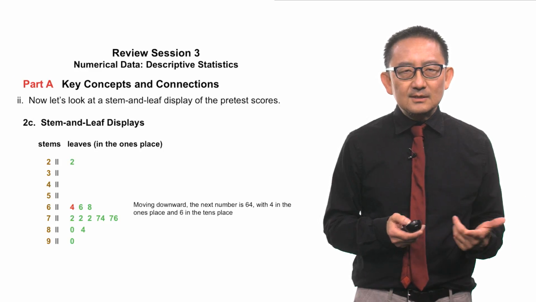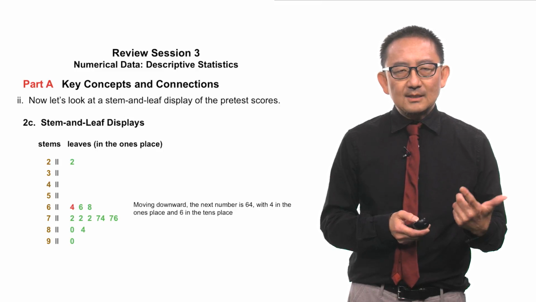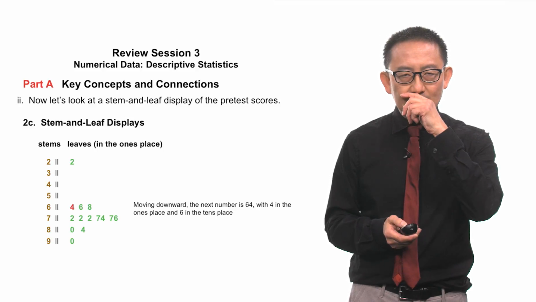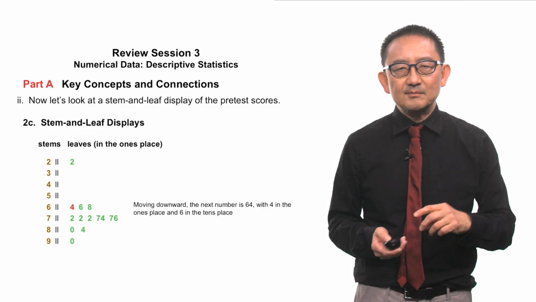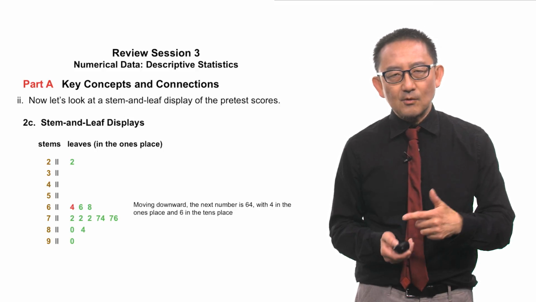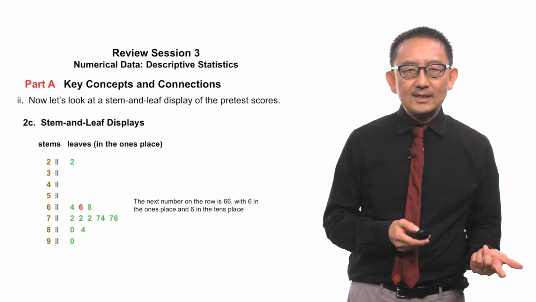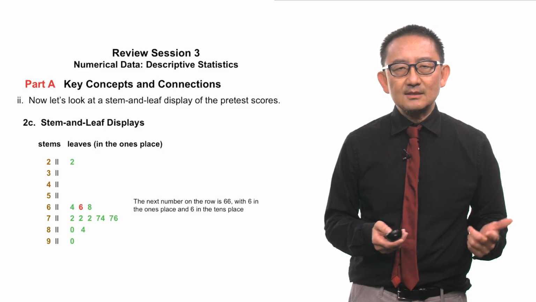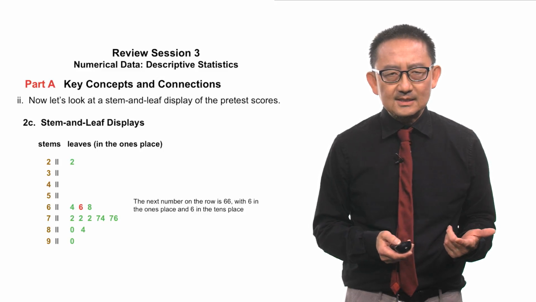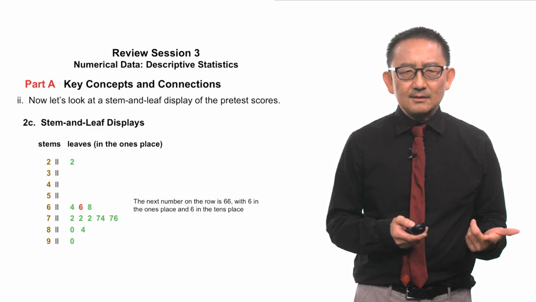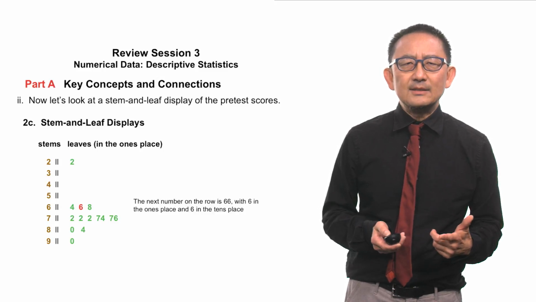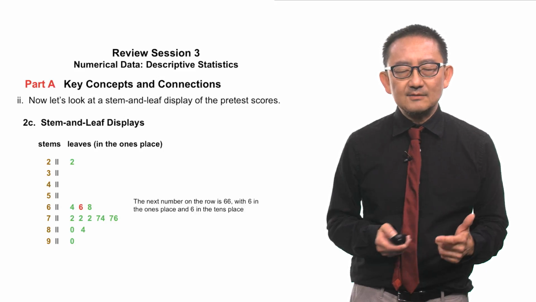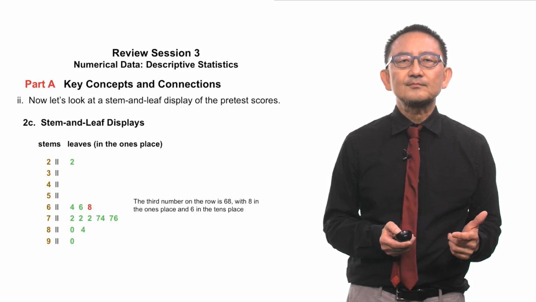So if we were to look at the numbers, we had 22 on the top. The next number in, we have a 4 in the leaves and a 6 in the stem. So we would have here 64. Likewise, the second number in is 66. And we would go through number by number, and you would be able to quickly identify the various numbers in the data set.